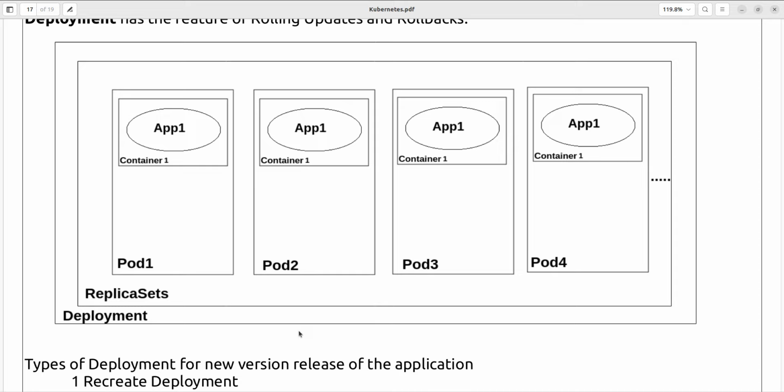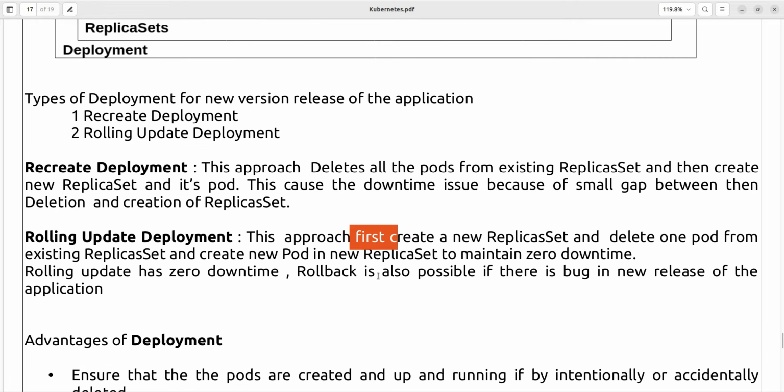Because you are not deleting all the pods at once. You are deleting one by one. You are deleting one pod, and you are creating one also. Once the pod is deleted, you are creating a new pod with the latest version. Then the second pod will be deleted and the second pod will be created in the new replica set. So like that you will get the latest version of the application up and running with zero downtime. Okay, fine. So this is called rolling update.